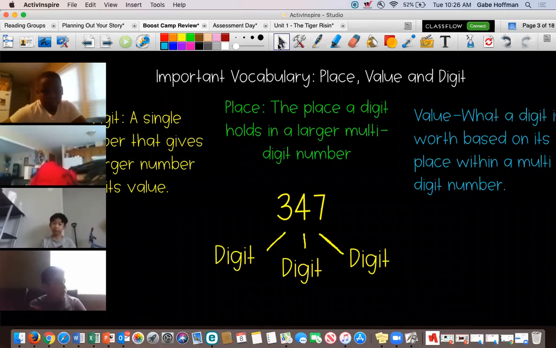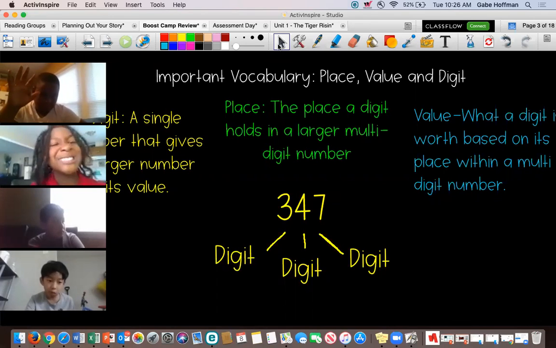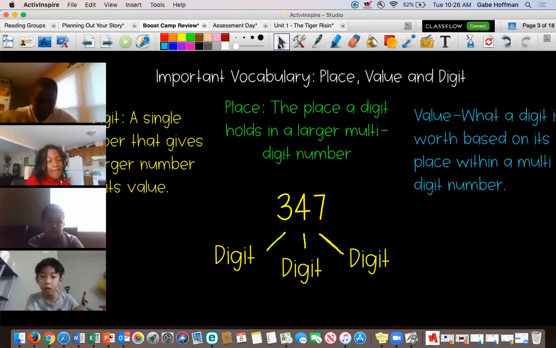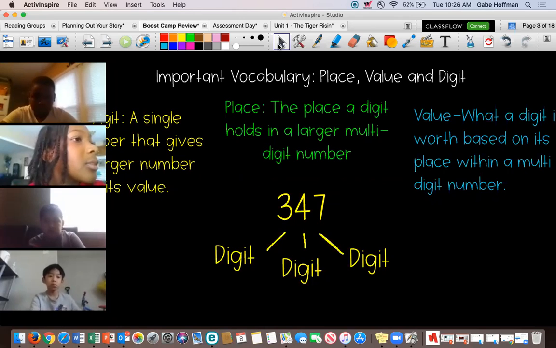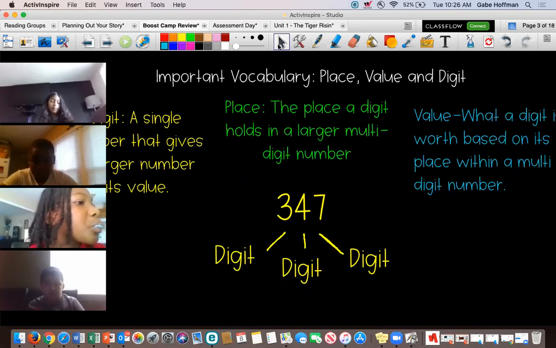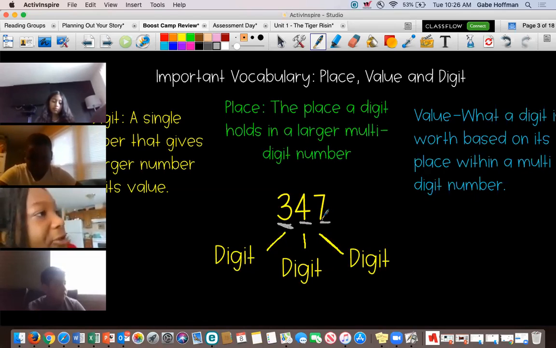And then who can read place? Henry. The place a digit holds in a larger multi-digit number. Yep, so the 3 is in the hundreds place, the 4 is in the tens place, and the 7 is in the ones place.